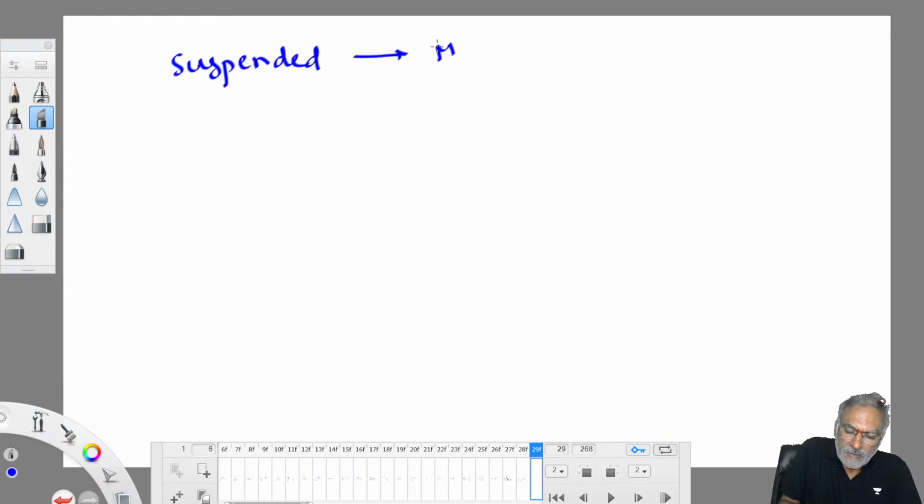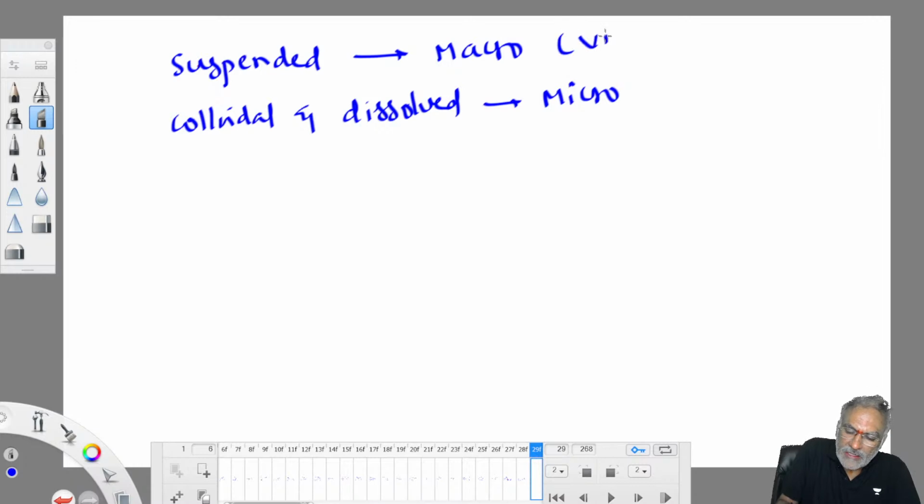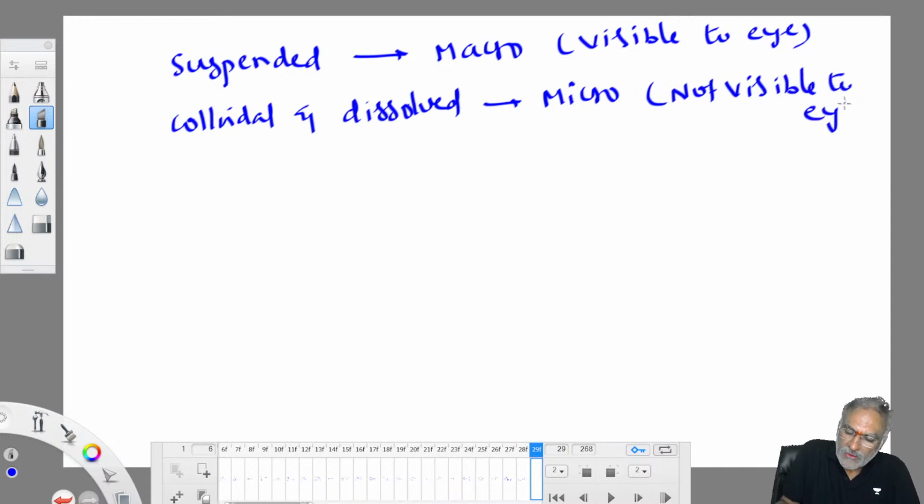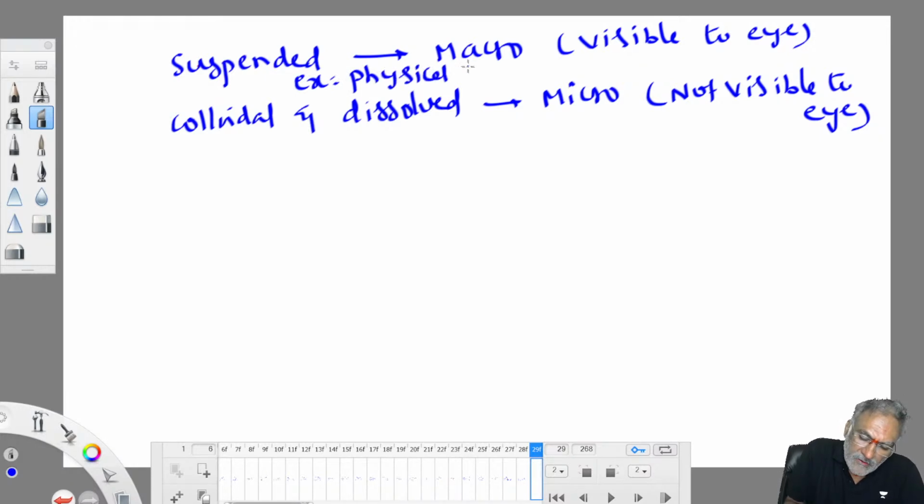Suspended are also known as macro impurities, whereas colloidal and dissolved are micro impurities. Macro means they are visible to the naked eye. Micro means not visible. So usually suspended impurities are known as physical impurities. Physically you can feel them, you can sense them.